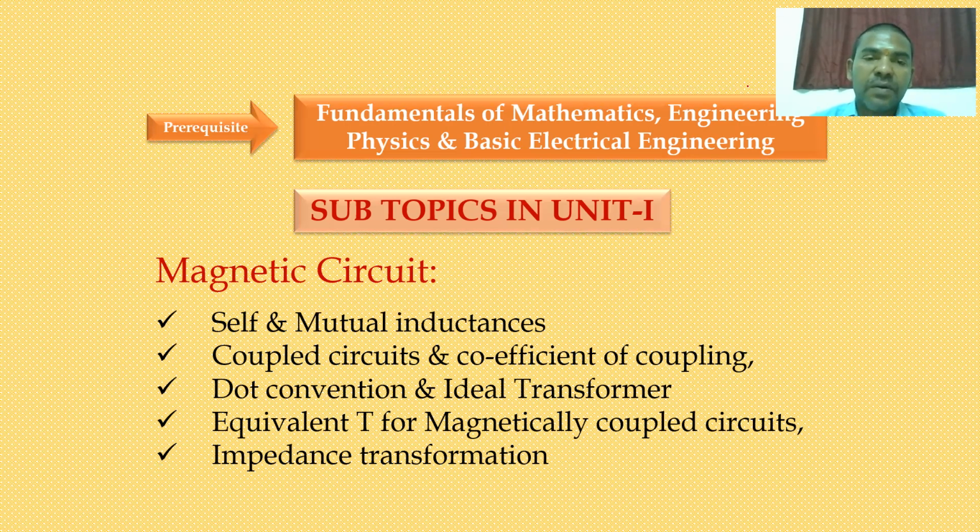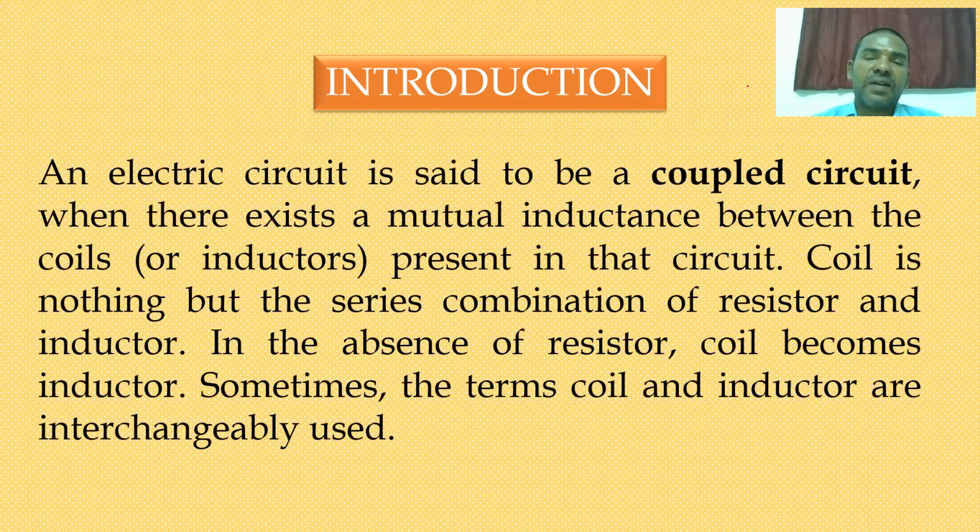Now coming to the introduction. Coupled circuit means a minimum of two coils must be there. If you give excitation to one coil, an induced EMF is generated in the other coil. They are not electrically coupled. They are only magnetically coupled, due to the magnetic flux produced by the first coil linking with the secondary coil, and the induced EMF is generated.